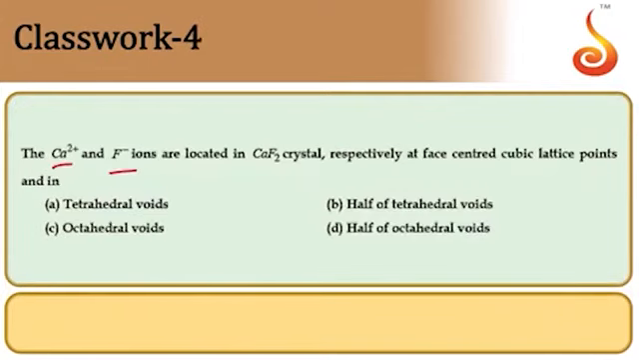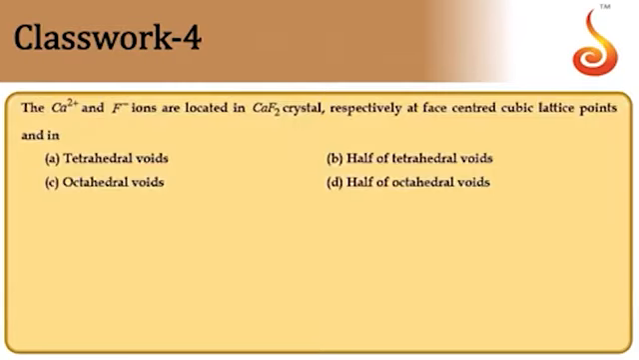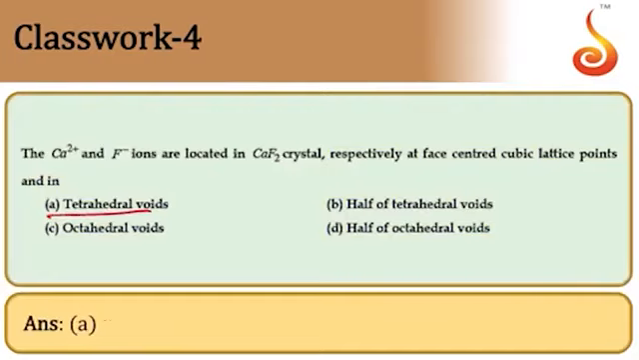Ca+2 and F- are located in a CaF2 crystal, respectively at face-centered cubic lattice points and in... So Ca+2 is occupying FCC. Ca+2 forms FCC, means it occupies the corners as well as the face centers. So F- ions will be occupying tetrahedral voids, and all the tetrahedral voids are occupied in the structure of CaF2. So therefore all tetrahedral voids are occupied by F- ions. So the answer is option A.